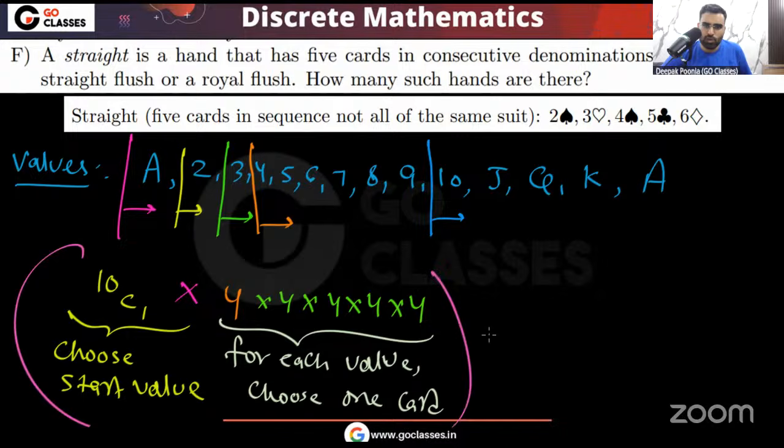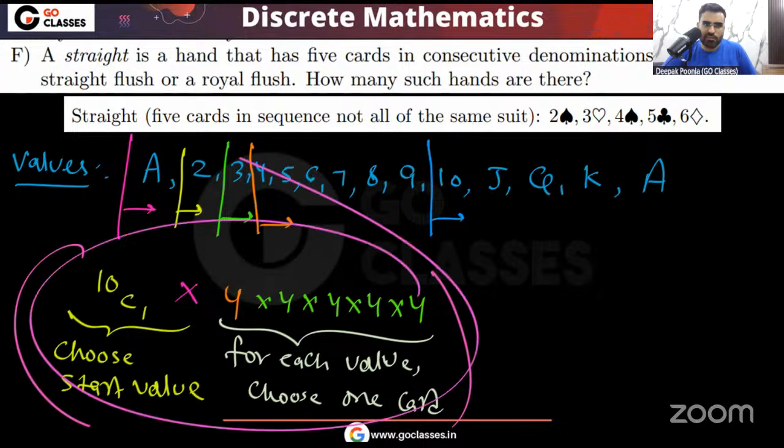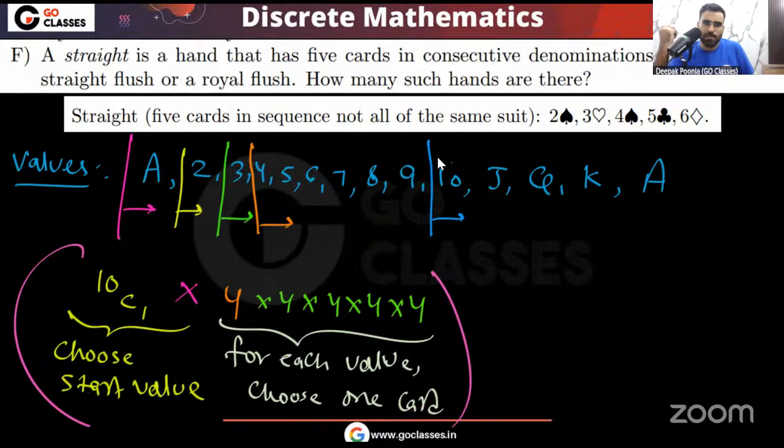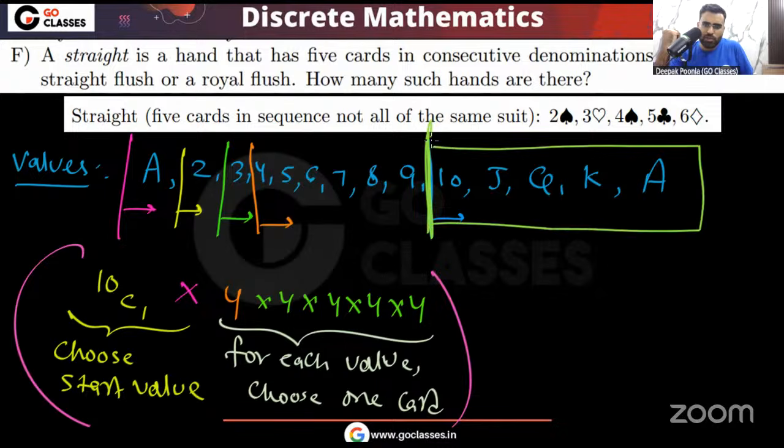But now remember, if you do this, then here you have counted straight flush also, royal flush also. Because notice one thing, if the start value is 10, then these 5 values you are taking: 10, jack, queen, king, ace. In these 5 values, for each value there are 4 cards, and for each value you are choosing one card. So it might be possible that for each value you are having the same suit, then it will be a royal flush. Are you getting my point?